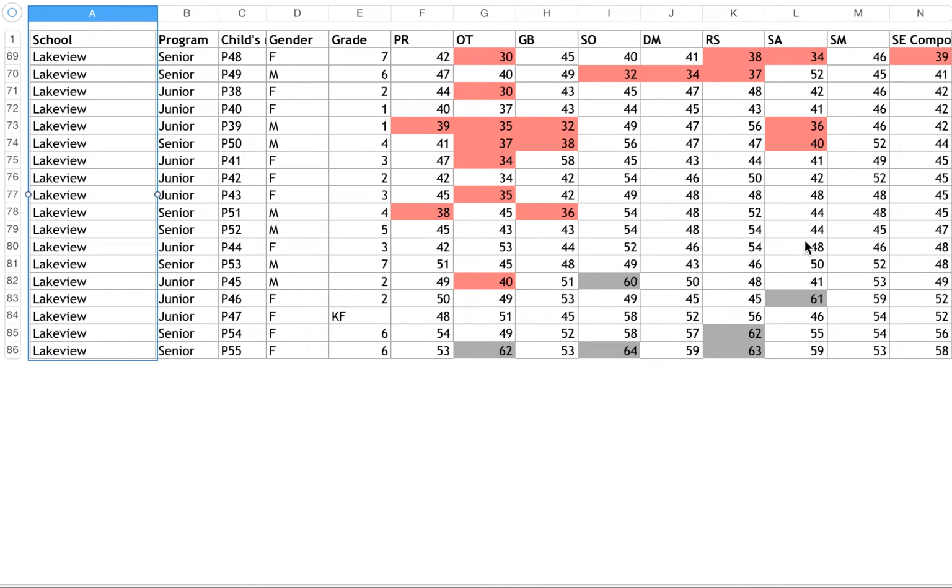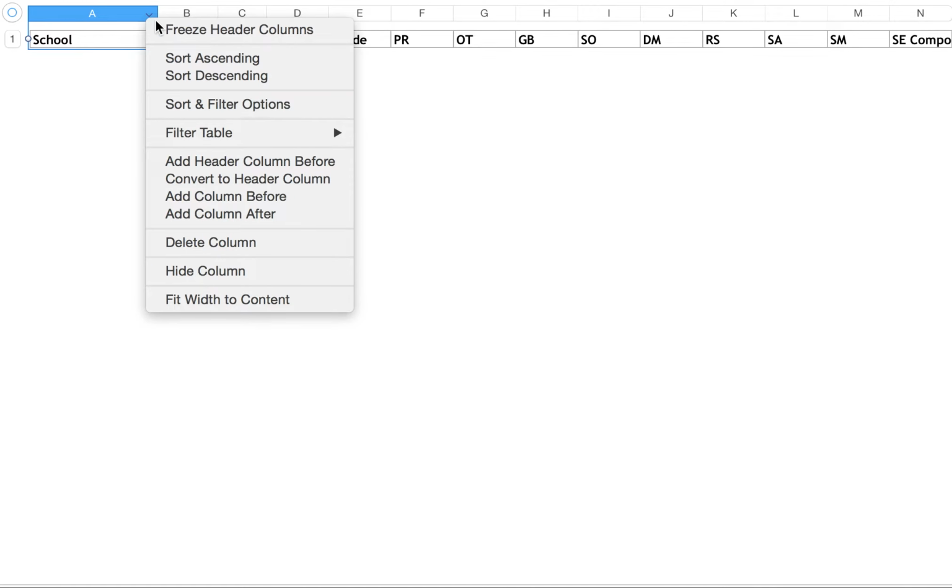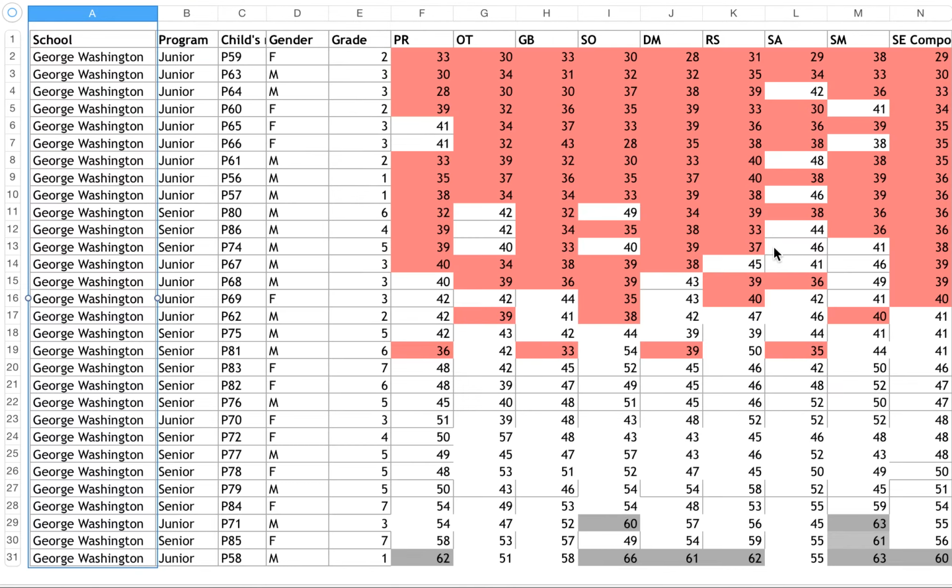Here is Lakeview. So here you can see that there's practically no students in either the strength or the needs categories. And finally, we'll compare this to the George Washington School, where again, it's very different, where you can see that nearly half of the students here are in the needs category, the other half are typical, and there's only one student that has a strength.